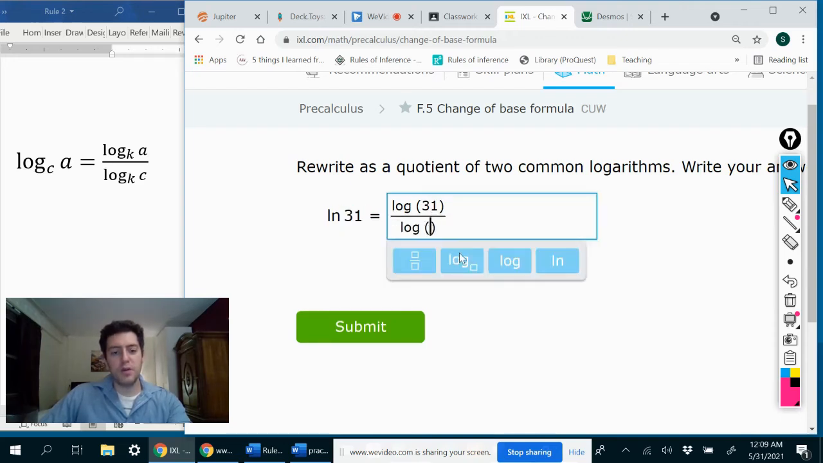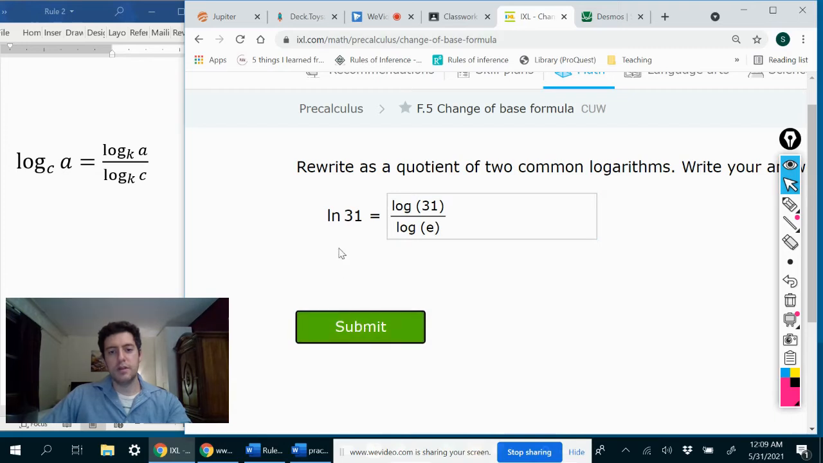In the denominator, we're going to put e, because the natural log of 31 means the log base e of 31. Okay, so whenever you see ln over here, then you're going to be putting an e in the denominator over here.